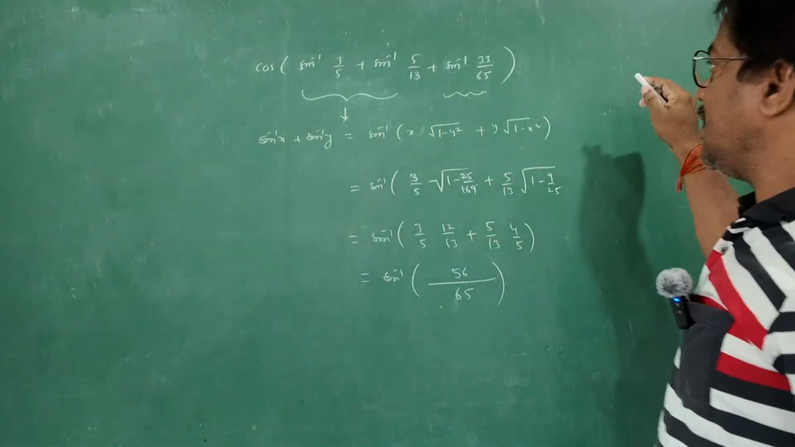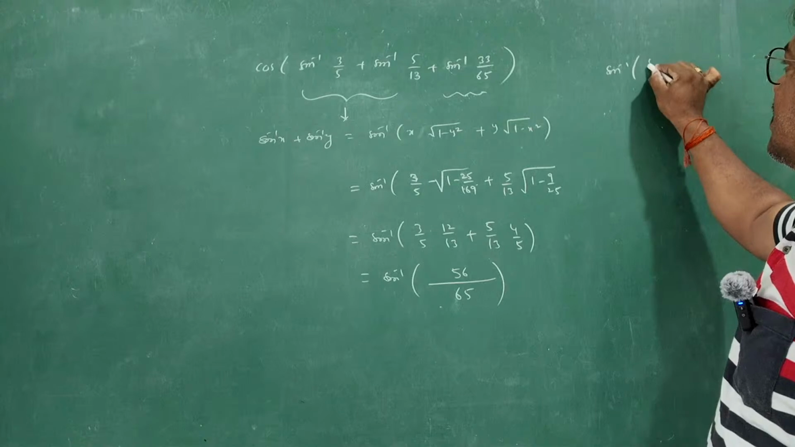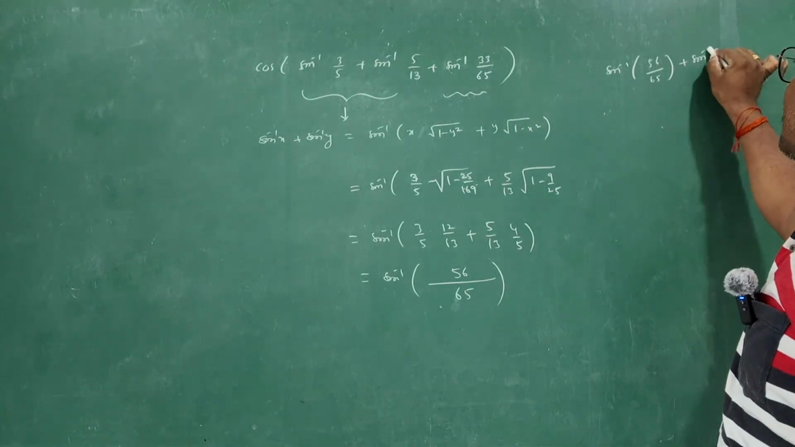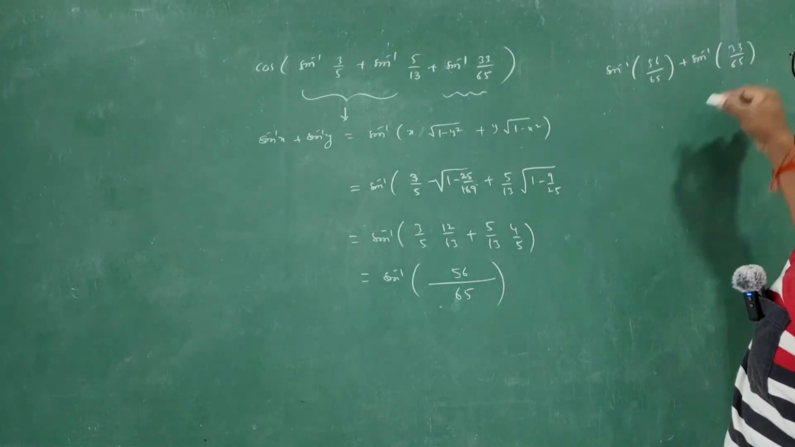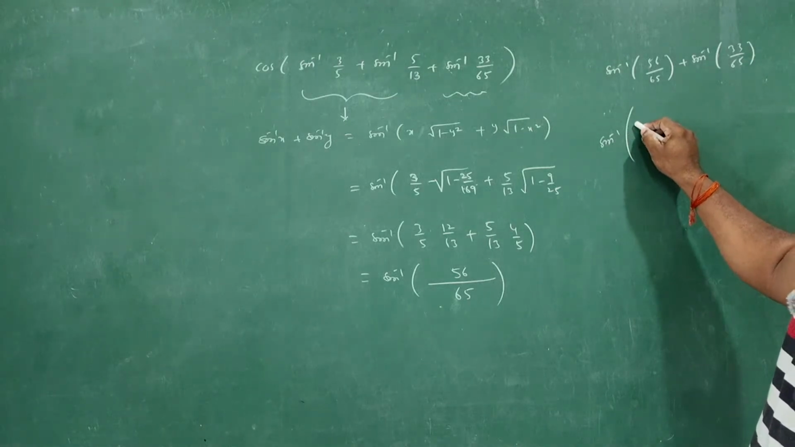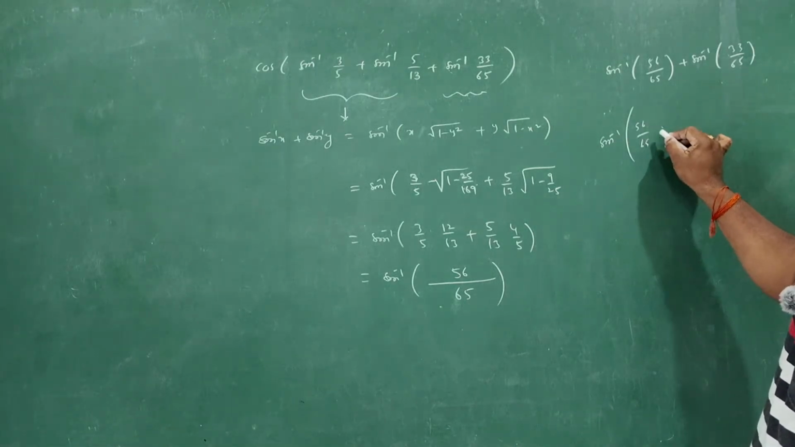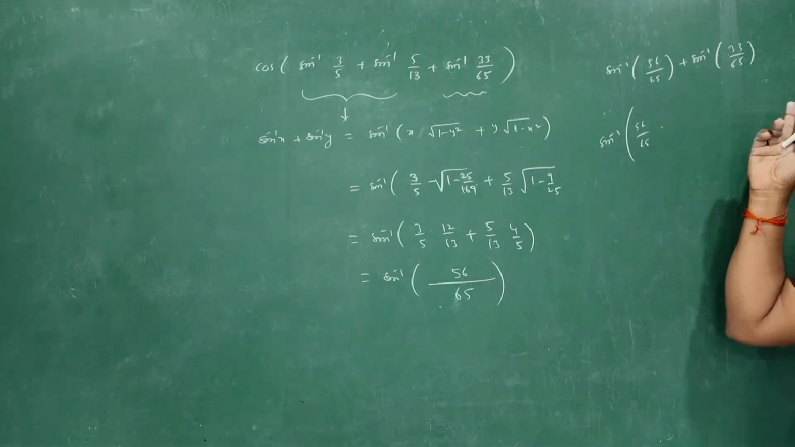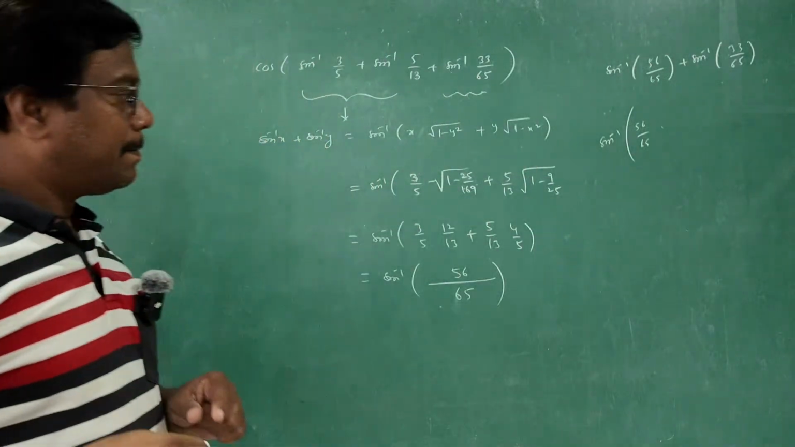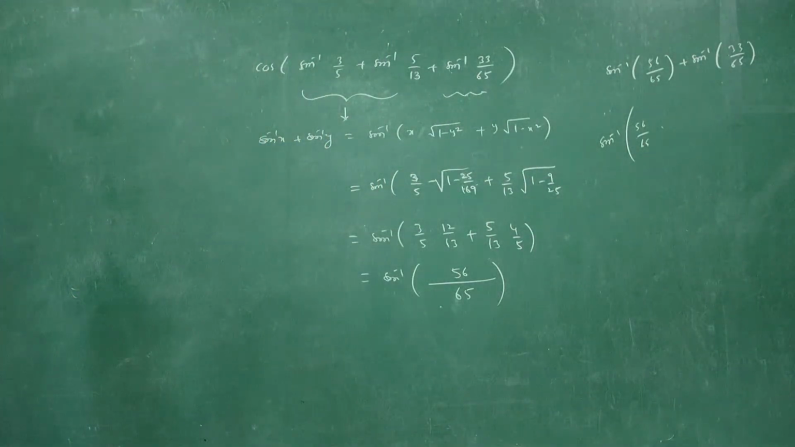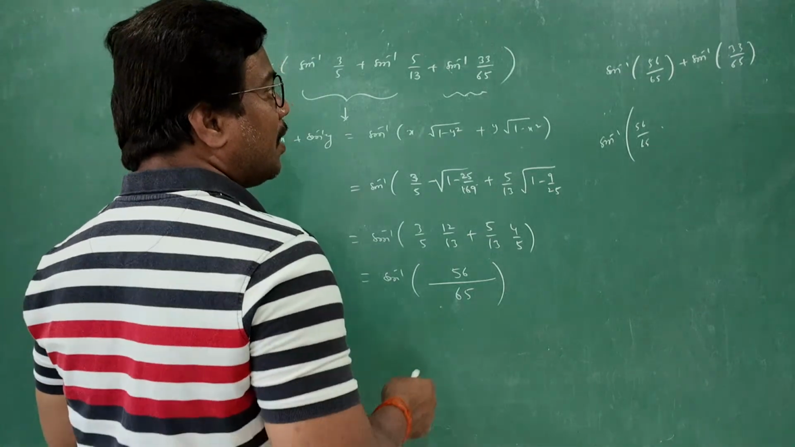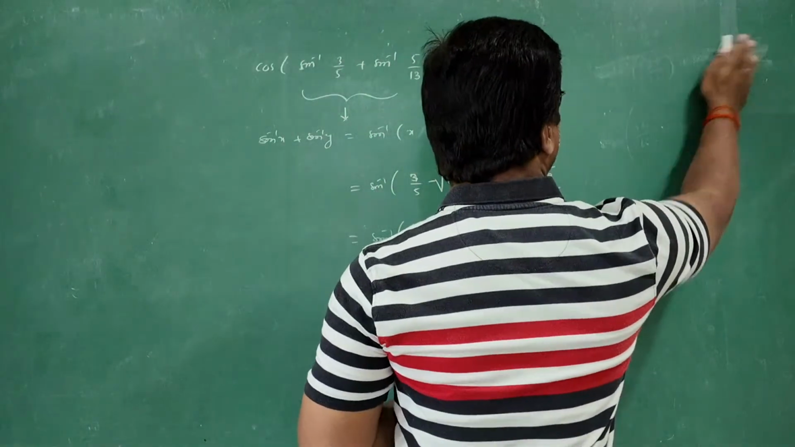Okay. Now, this one addition with the last term. I am going to calculate that. Sine inverse of 56 by 65 plus sine inverse of 33 by 65. It will take time here.